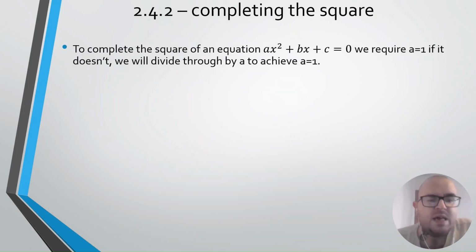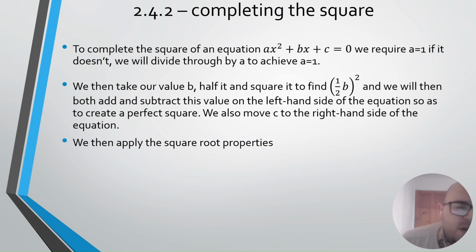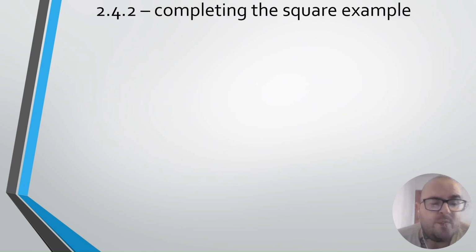Completing the square. To complete the square, we require that a equals 1. If it doesn't, we divide through by a to achieve that a is equal to 1. We then take our value b, we half it and square it to find a half b in brackets squared, and then we will both add and subtract this value on the left hand side so as to create a perfect square. We also move c to the right hand side of the equation, and then we apply the square root properties.